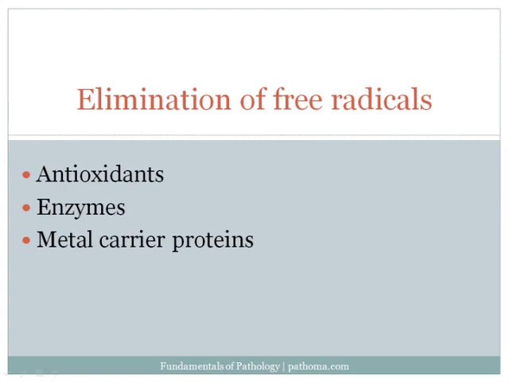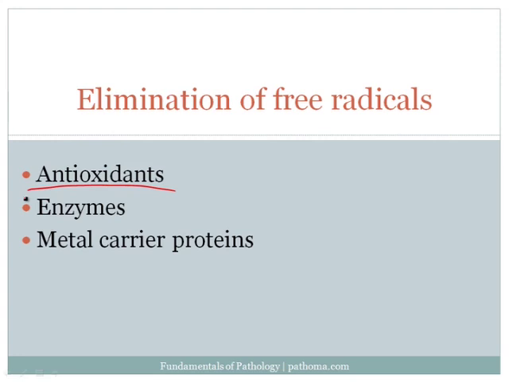Now, because free radicals are so damaging and because they're generated physiologically, it only makes sense that the body would have a mechanism of eliminating them so that damage would not occur. There are actually three major mechanisms by which free radicals can be eliminated. The first are antioxidants, and antioxidants include things like vitamin A, vitamin C, vitamin E. These are your classic antioxidants, and they have the ability to eliminate free radicals.